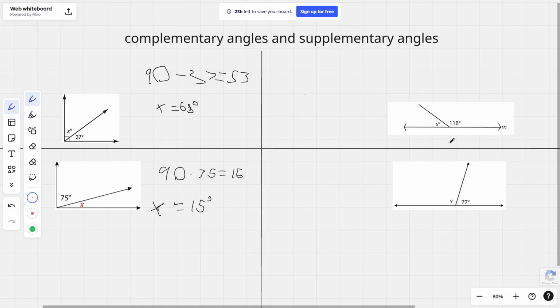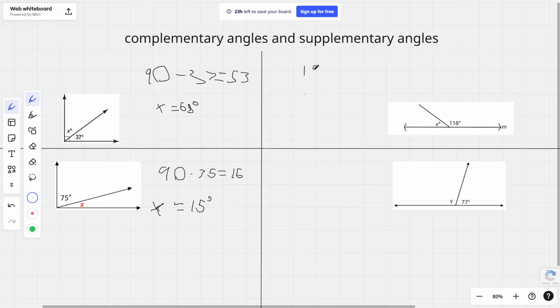Now supplementary angles. You can recognize supplementary angles because it's always another straight line that intersects, like it crosses or stops in between the two ends of another line. Either side of this line will always equal 180 degrees. So to find your unknown value, you have to take the values you know away from 180.